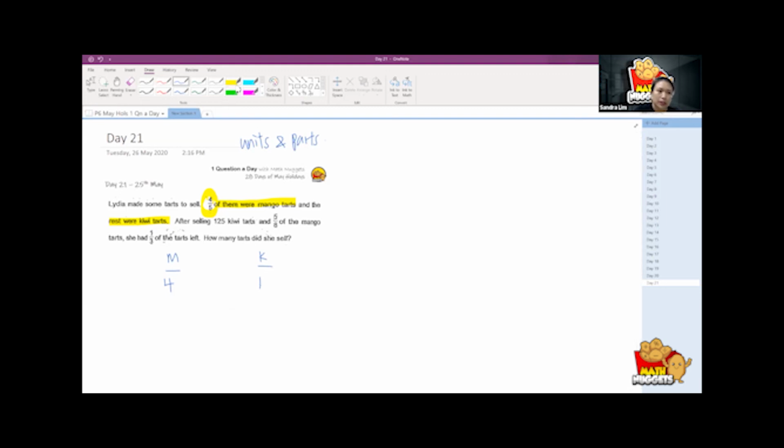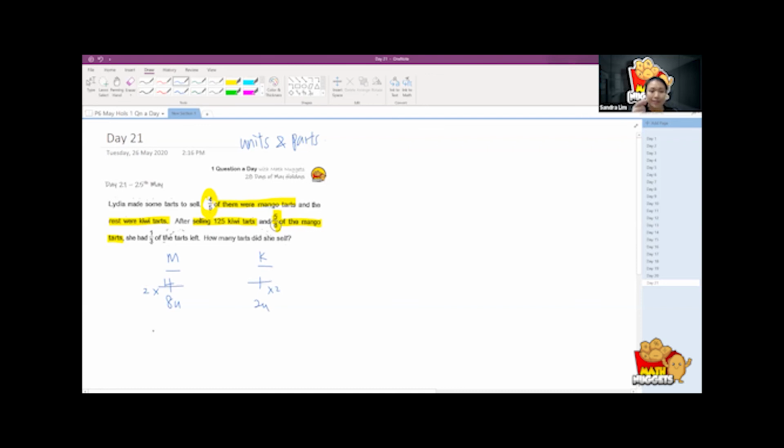So then after that, you realize, they say that, okay, they sell 125 kiwi tarts. Then after that, they say 5/8 of the mango tarts. Meaning now they want the mango tarts to be 8 units. But over here, the mango tarts, 4 units. So I'm going to change the mango tarts to 8 so that it's easier to do. I'm going to multiply by 2. I multiply by 2. Change this to 8 units, 2 units. Okay, I just cross out the old one.